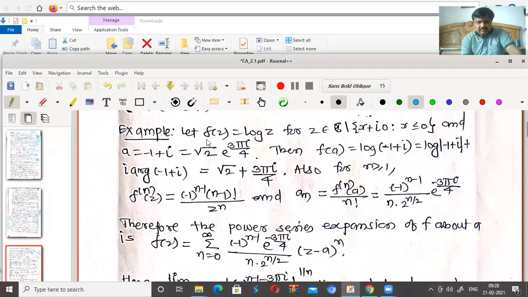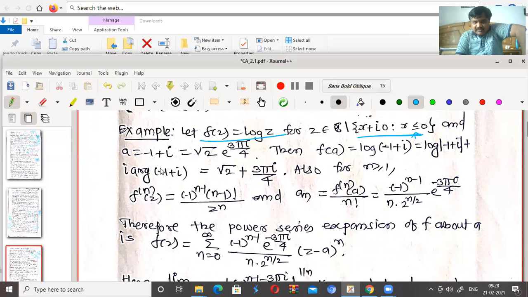Here log z is considered, and z is replaced from this. For negative z it is not defined, so f is defined for all z, removing the points x + i0 where x is less than or equal to 0, and a equal to minus 1 plus i.